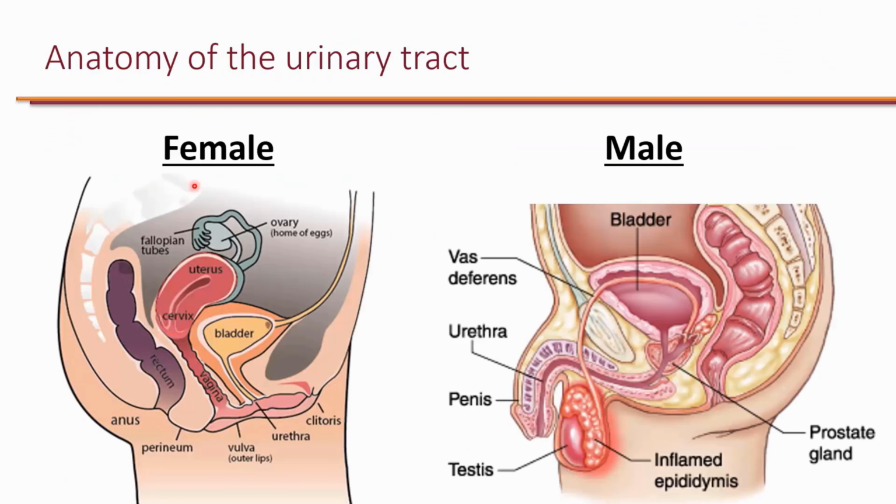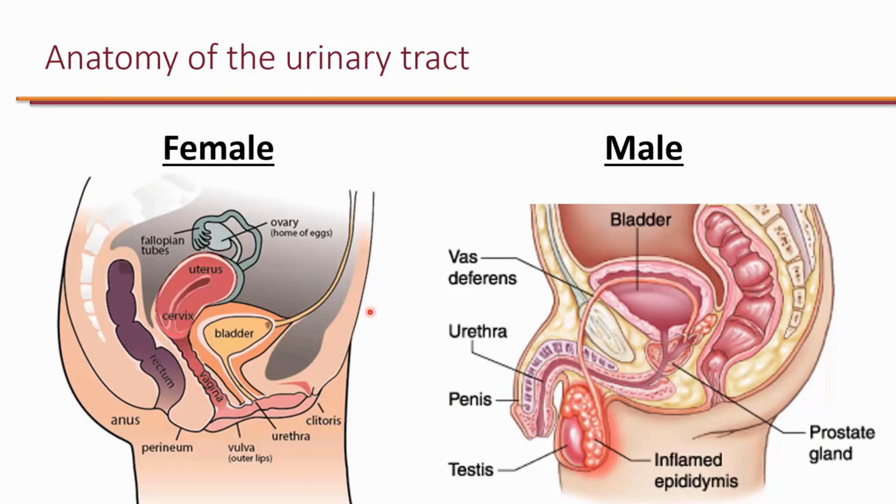Now let's take a look at the anatomy of the urinary tract. On the left, you're looking at the urinary anatomy of the females, and on the right, the urinary anatomy of the males. Note that the urethra is what's connected to the bladder, so urine will exit the bladder through the urethra in both females and males. There's a urethra that goes through the penis and is connected to the bladder. And the ureters connect the bladder to the kidneys in both females and males.